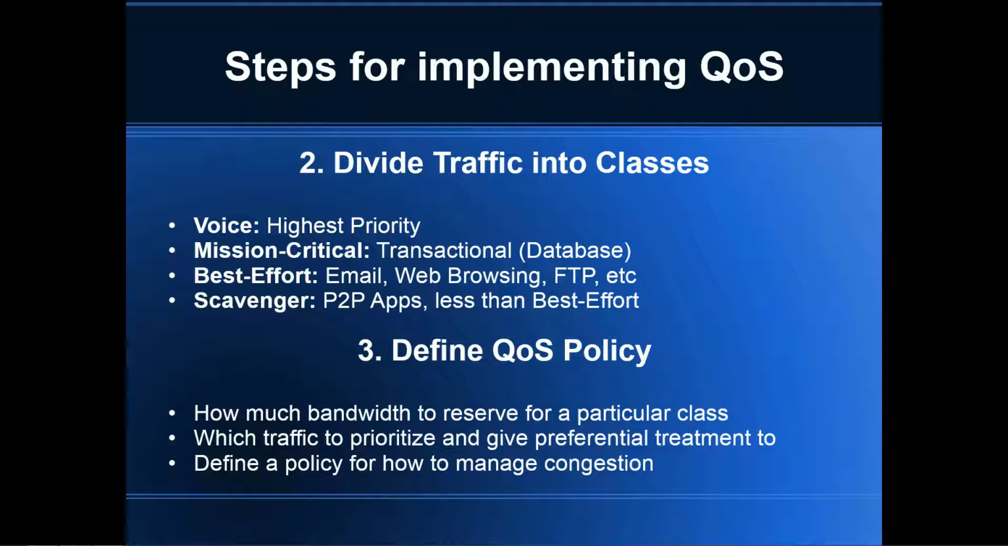If we get two items, voice and mission critical, obviously they cannot equal 100% of the total bandwidth, so how much are we going to allow? What happens if there's major congestion? What order are we going to start dropping our packets? Those are all questions that we have to start thinking about when we start trying to find a QoS policy.